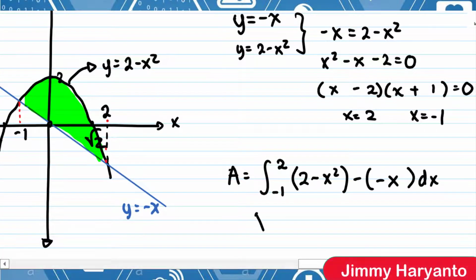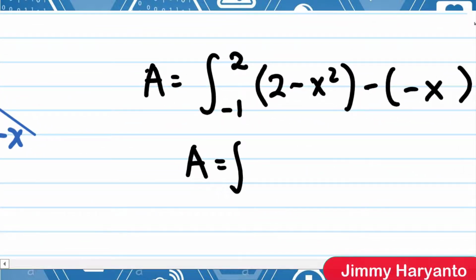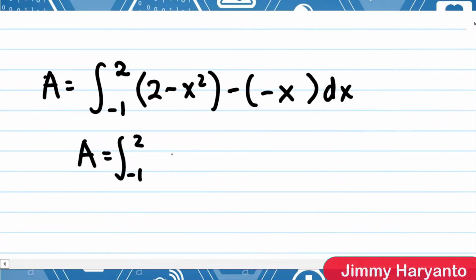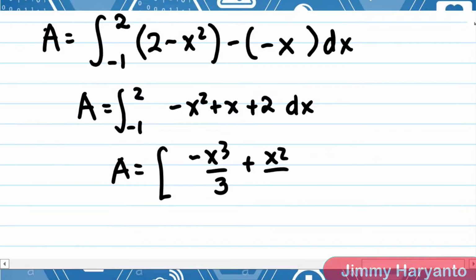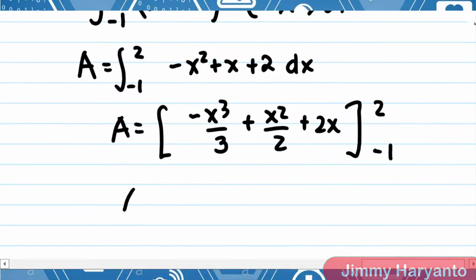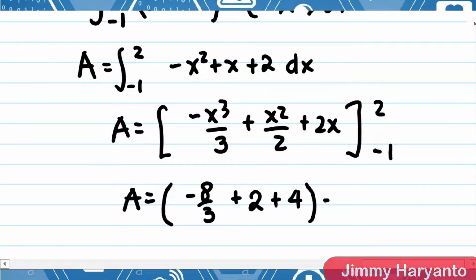dx. Okay, let's simplify the function first. Area equals the integral from negative 1 to 2 of negative x squared plus x plus 2 dx, and then integrate it like this, to negative 1. Plug in the 2. 4 divided by 2 is 2. 2 times 2 is 4, and then the negative 1 over 3 plus 1 over 2 minus 2.